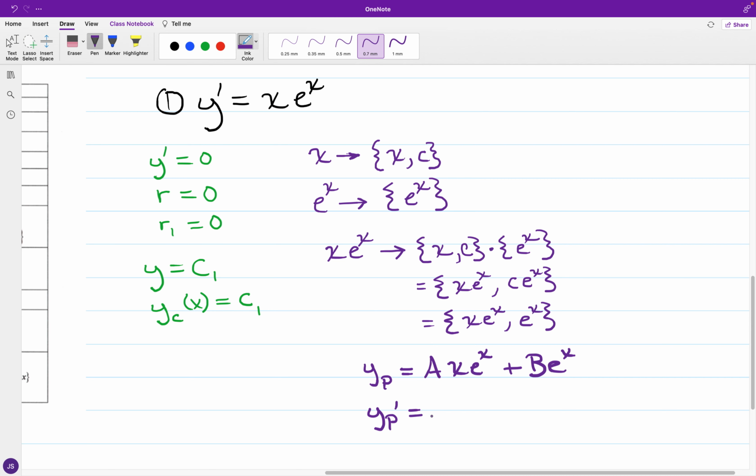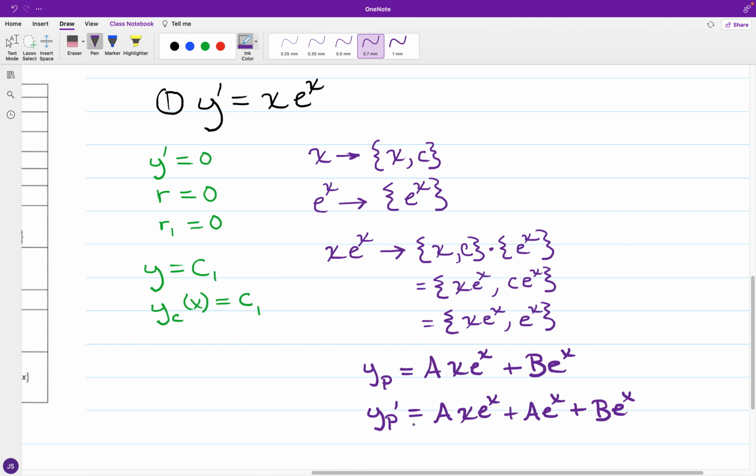So if I were to take a first order derivative of the particular solution for a x e to the x, with the product rule, we have a times x times the derivative of e to the x, so that will go to a x e to the x. And taking e to the x times the derivative of a x, well, guess what? That is going to be a e to the x. And for b e to the x, we're just going to have another b e to the x.